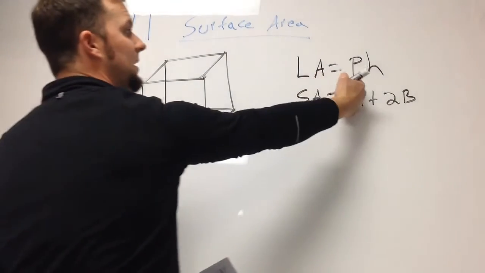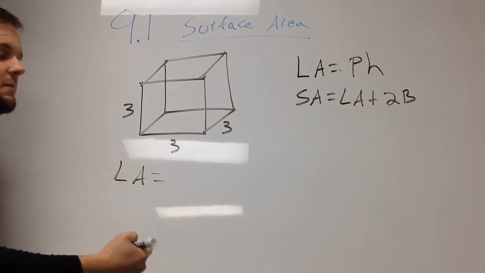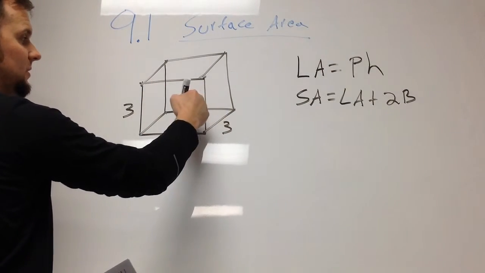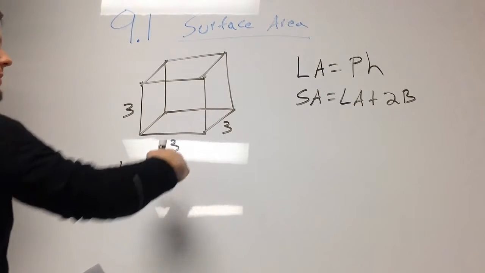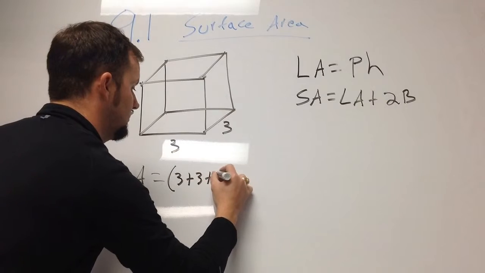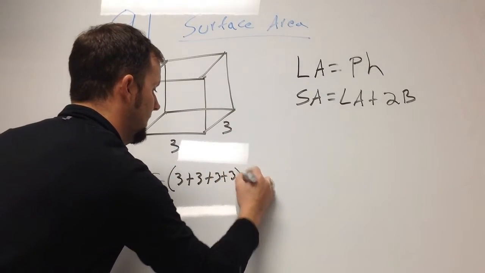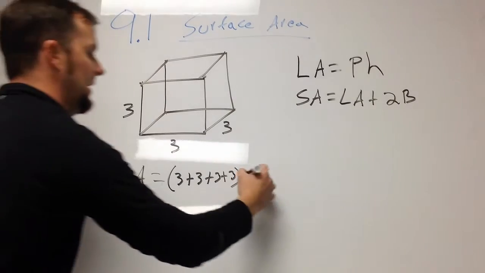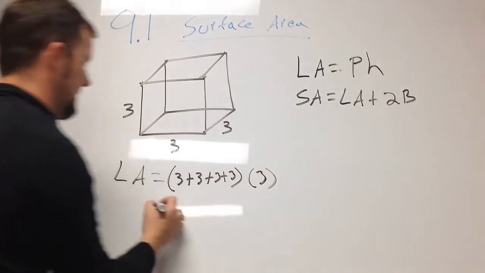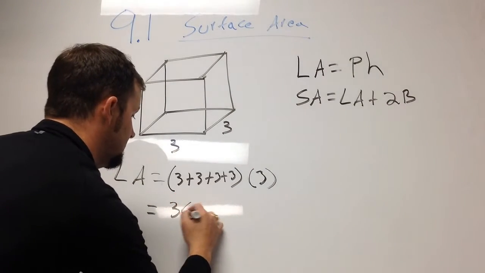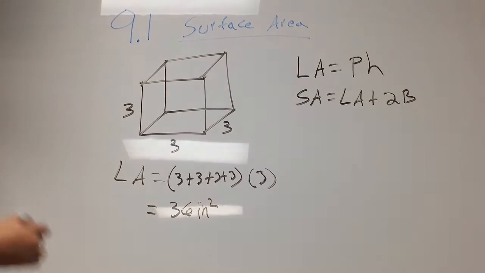So capital P here stands for the perimeter of the base. So this is my base. So I know this is 3, this is 3, this is going to be 3, and this is going to be 3. So I'm going to do 3 plus 3 plus 3, or 3 times 4, it doesn't matter. So 3 plus 3 plus 3 plus 3, okay? Then I'm going to multiply it times the height, which we look here, this is going to be my height, so I'm going to multiply it times the height. So whenever I multiply all that out, I should end up getting 36 inches squared, because this is going to be measured in inches, okay?